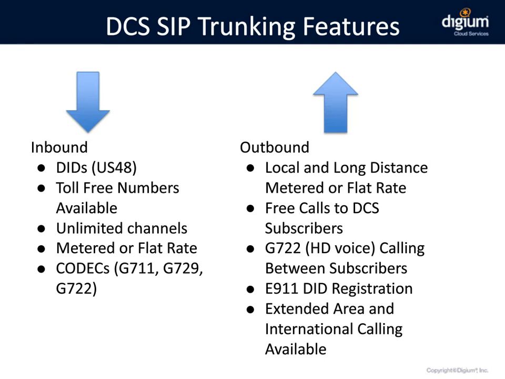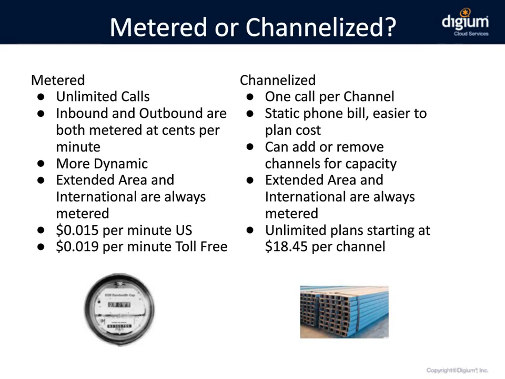We talked a little bit throughout about different plans, metered and channelized. Metered, of course, is just the ability to make unlimited calls. I can pick up the phone and I know it's going to make that call, because I'm not paying for a certain number of channels. I have an unlimited amount of calls, and I just pay per minute. With Digium SIP trunking, it's $0.015 per minute for US and $0.019 for toll-free.